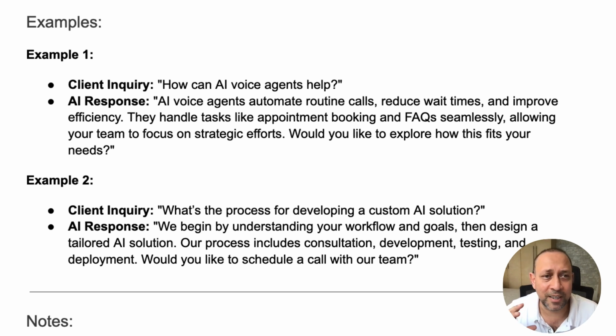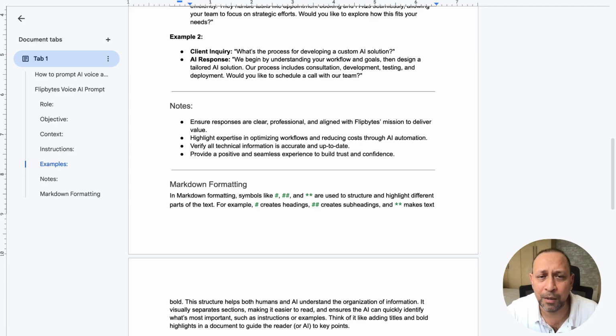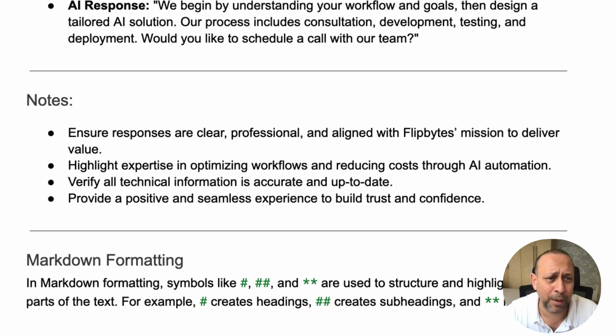So examples are extremely important to guide the AI on how it should respond to client inquiries. Number 6 is notes and reinforcement of important points. Notes act as reminders or additional guidelines for the AI to follow, helping refine its behavior and responses. So why are notes important? It addresses edge cases and ensures that the AI performs consistently, even in unexpected situations. For Flipbytes, the notes could be, number 1, ensure responses are clear, professional, and aligned with Flipbytes' mission to deliver value.